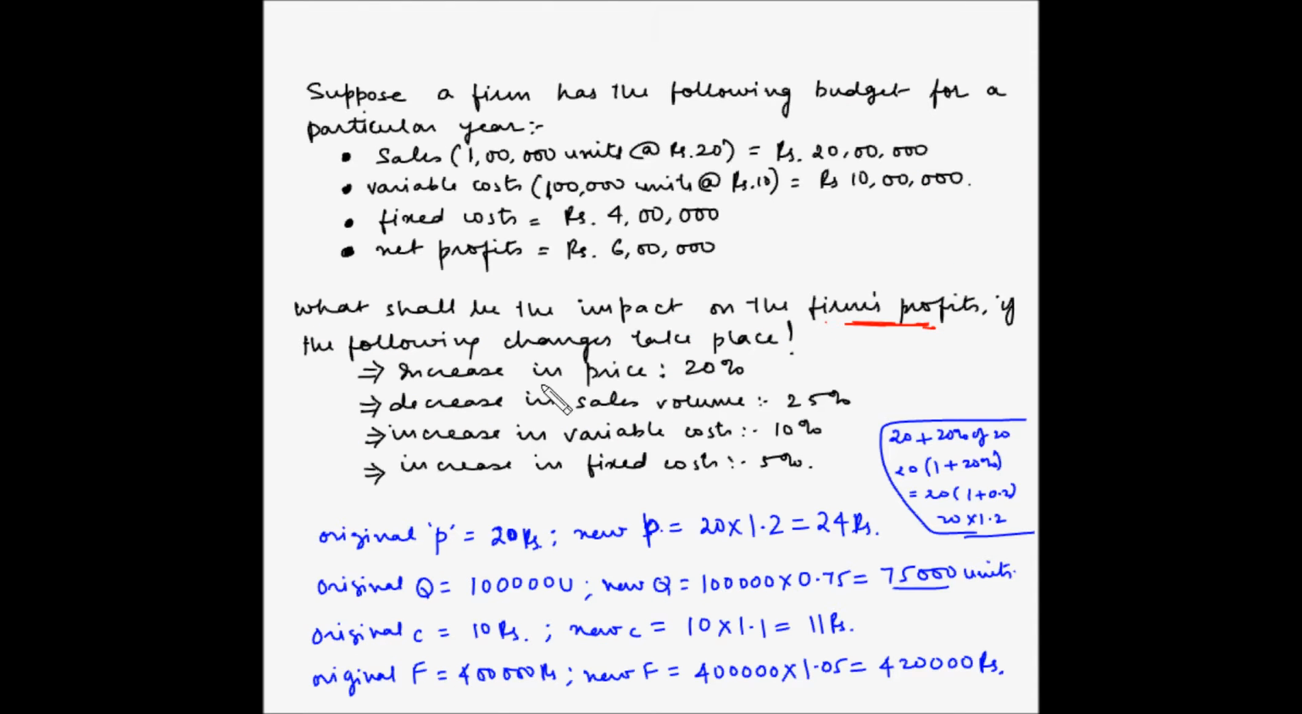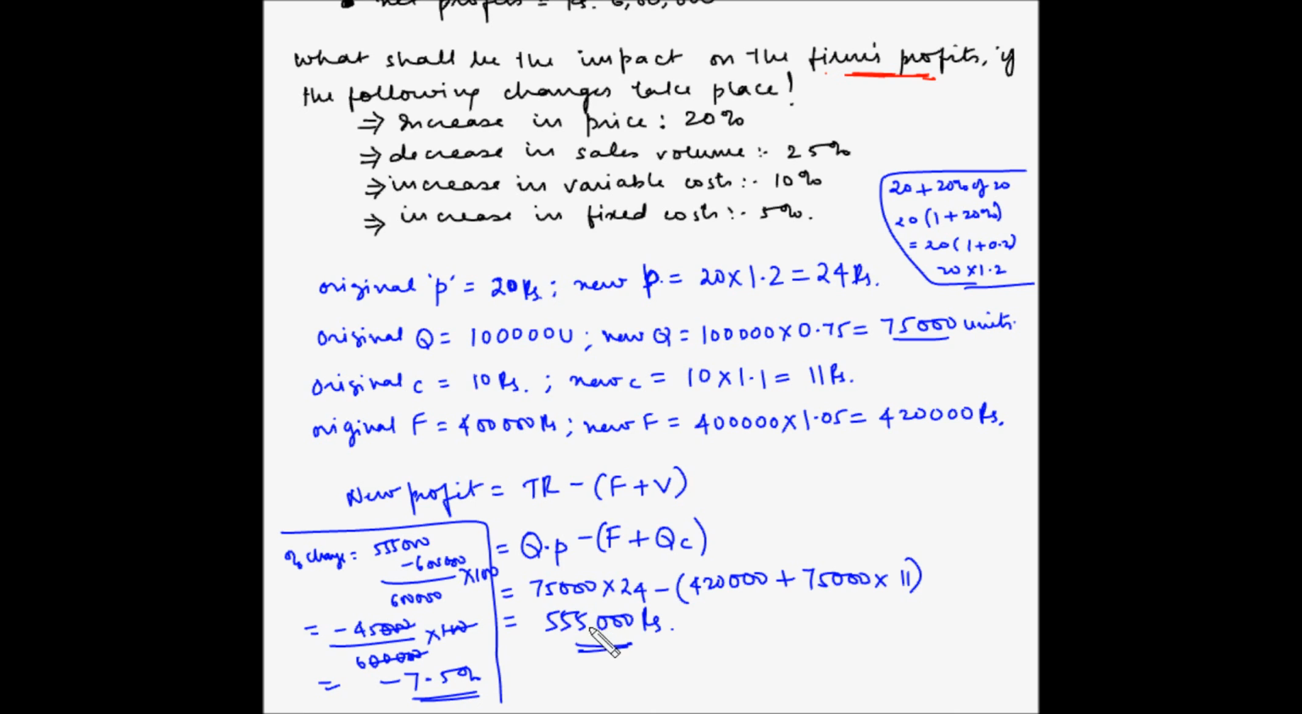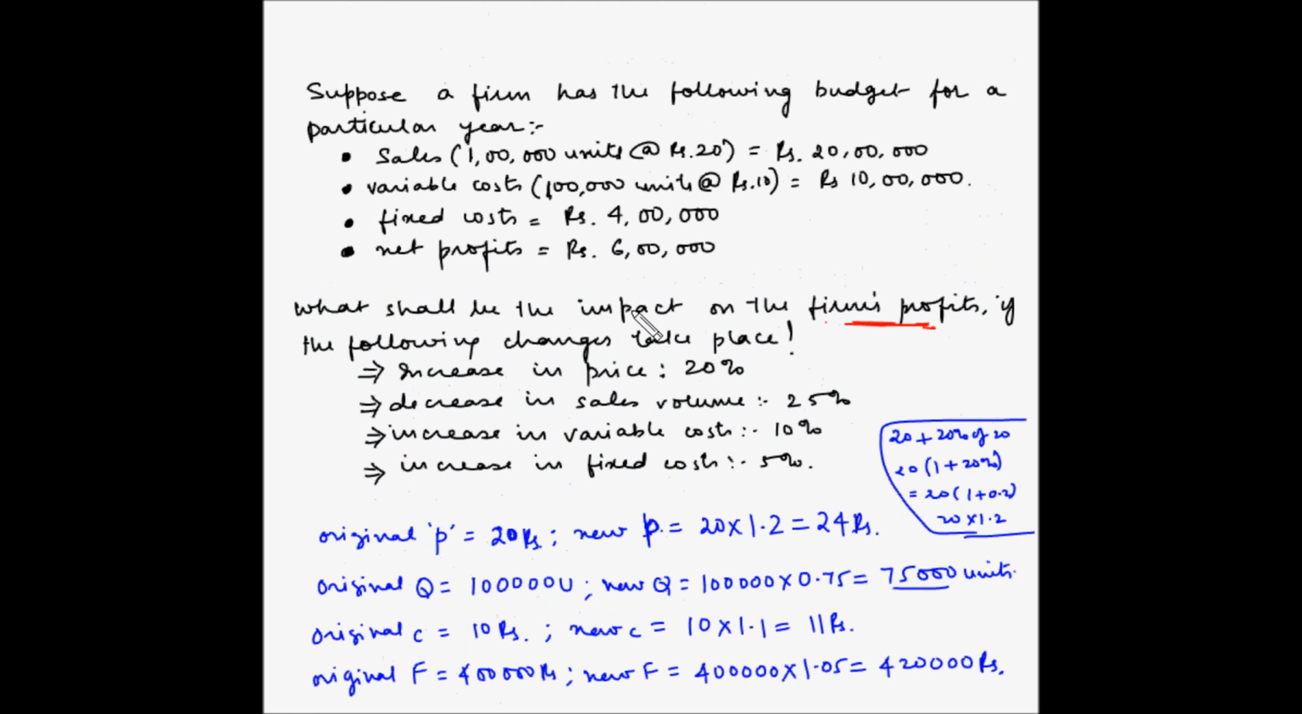So let's quickly analyze. So we increased the price by 20%, but decreased the volume by an even higher percent, which is 25%, and increased the variable cost by 10% and increased the fixed cost by 5%. So increase in price is favorable. That means it would have helped in increasing the profits. But decrease in sales volume, increase in variable cost, and increase in fixed cost are all detrimental to the profits. So that's why the profit has reduced to 555,000 from 600,000 rupees.